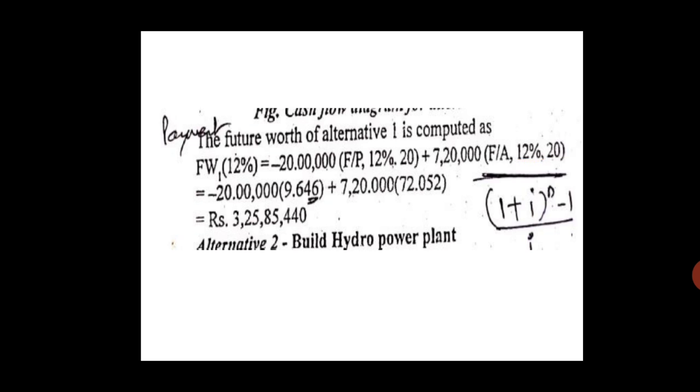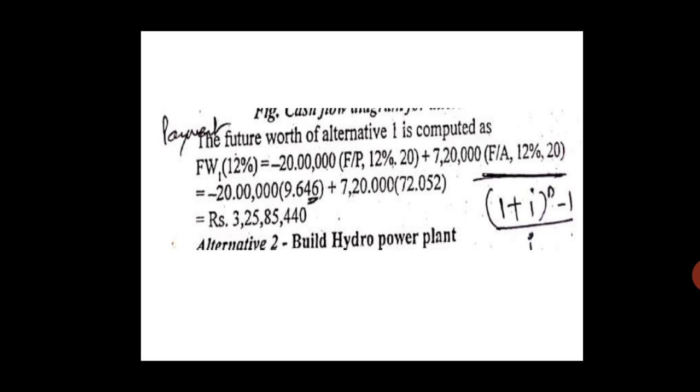Now future worth at 12% interest rate is equal to minus 20 lakhs, because we are investing 20 lakhs now, in bracket F/P at the rate 12% for 20 years, plus revenue I am getting 7 lakh 20,000 rupees every year. So 7 lakh 20,000 rupees in bracket F/A. A means every year I am getting an equal annual amount. So A is the annual amount, that is 7 lakh 20,000 rupees I am getting at the rate of 12% interest for 20 years.